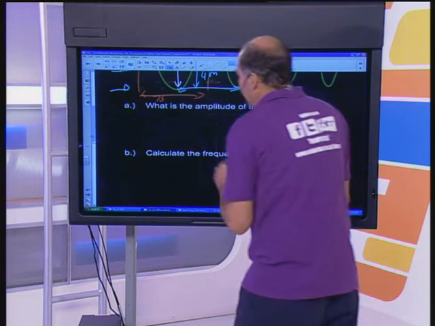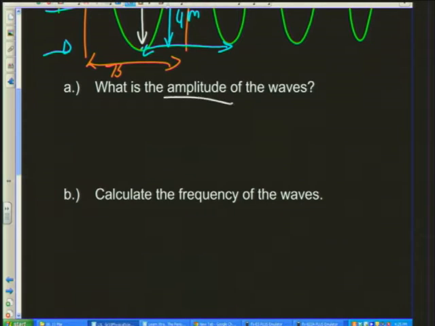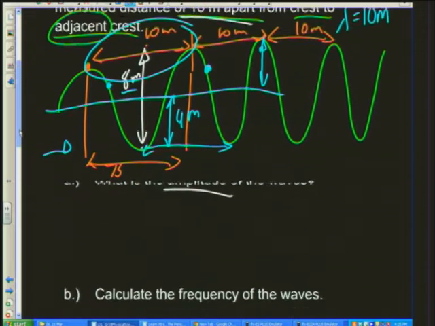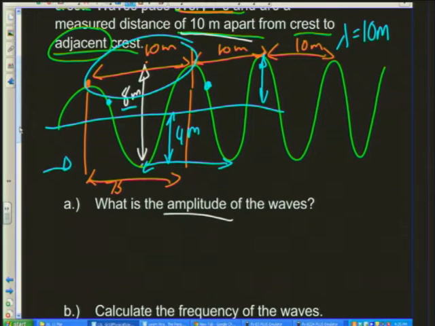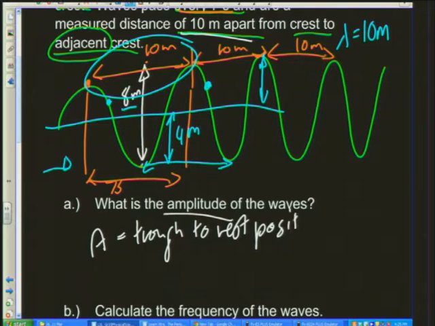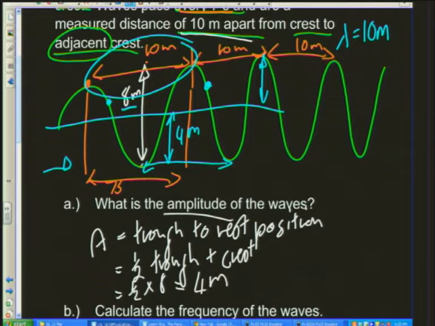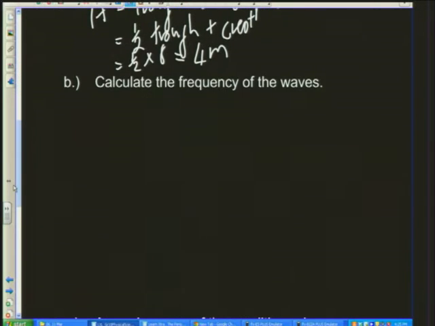Okay, so now let's try and answer the questions. I've answered some already. What is the amplitude of these waves? Well, notice we knew that it was 8 meters from crest to trough. So the amplitude, A, is equal to the distance from the trough to the rest position. Now, you don't have to write this out, but I'm just writing it for you so you understand. Or we can say it's half the distance between trough and crest, which means it's half of 8 meters, which is 4 meters. So we've got that. I've illustrated it, and I think we sorted that.